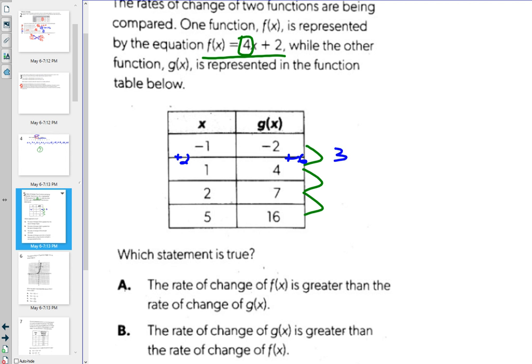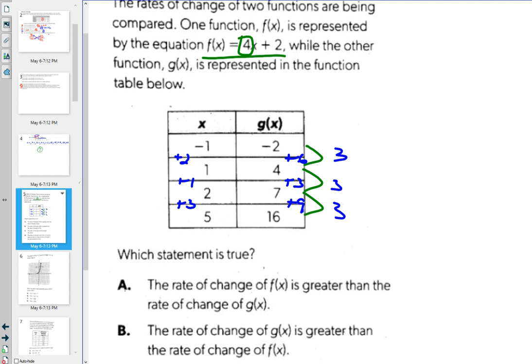Okay, to get from 4 to 7, what are we doing? Yeah, we're adding 3. To get from 1 to 2 is +1. 3 divided by 1 is 3. Okay. To get from 7 to 16 is +9. You're adding 9. 16 is 9 bigger than 7. From 2 to 5 is +3. 9 divided by 3 is 3.